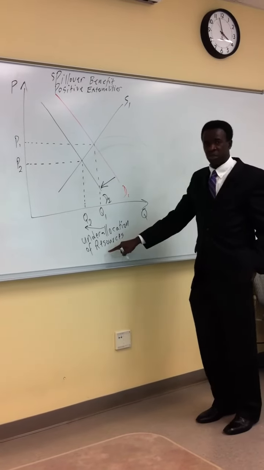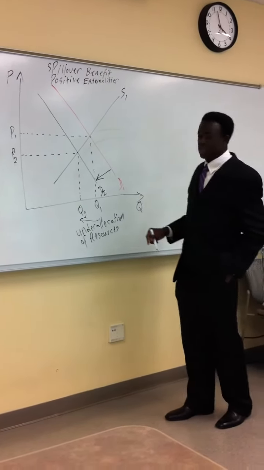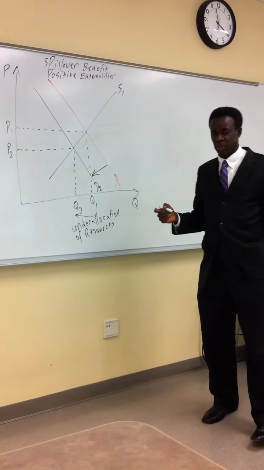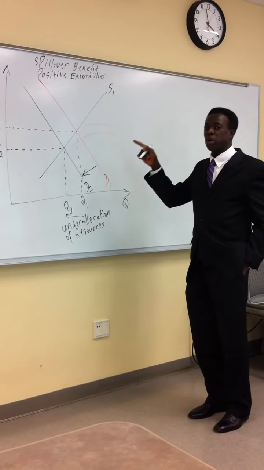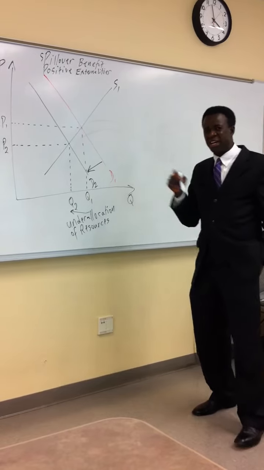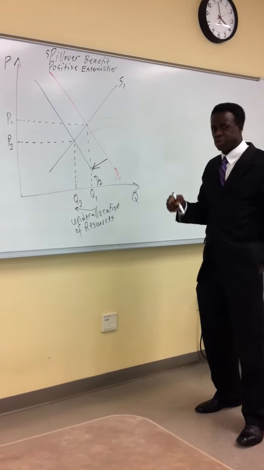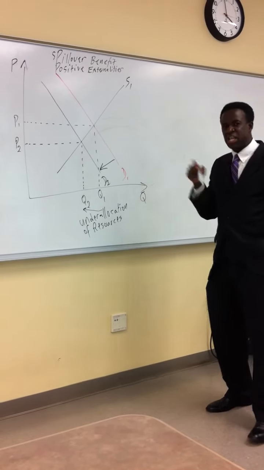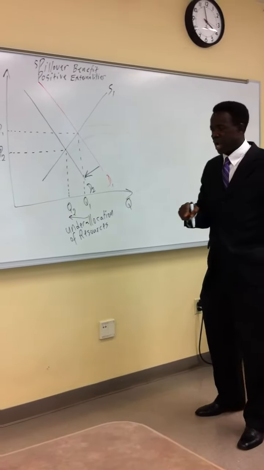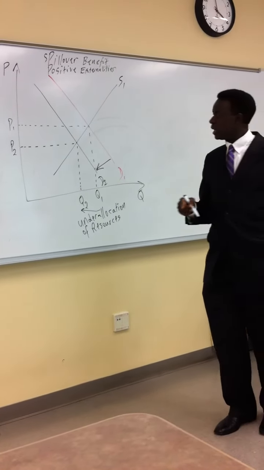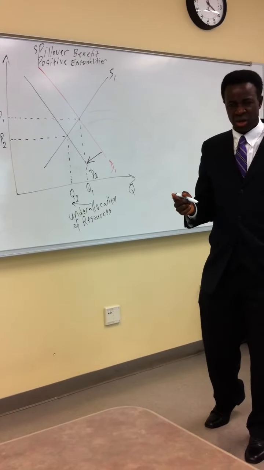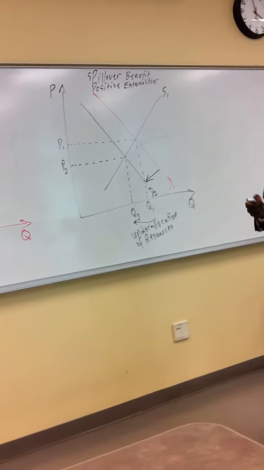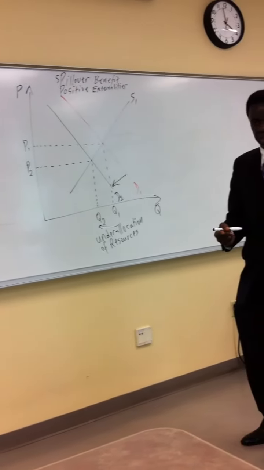So in order to correct the under-allocation of resources, the government has to do three things. One is to subsidize consumers' education, which is increasing demand for education. And number two, subsidize the producers of education, that is, increase the supply of education. And number three, in most cases where the spillover benefit is extremely large, the government can undertake the production of the good itself.